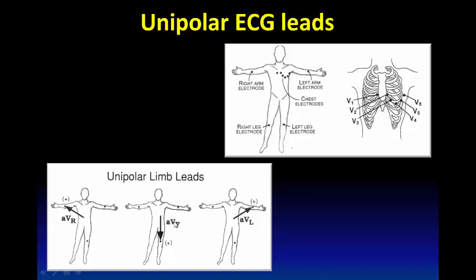Lead AVF is recorded when we place the active electrode at VF and the reference electrode is kept at 0, so the active electrode is facing the inferior surface of the heart. So lead AVF is an inferior lead, and this is the first inferior lead which we have described so far.